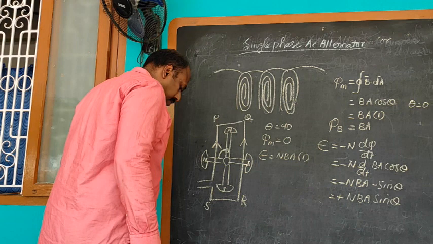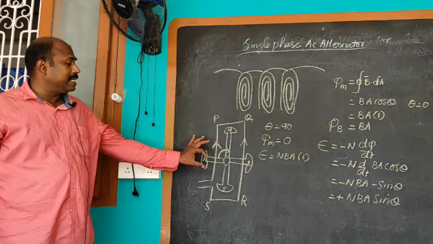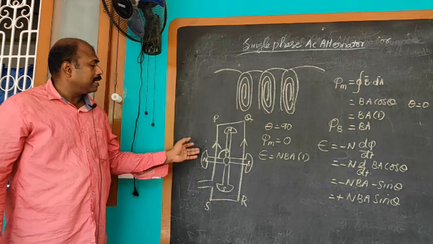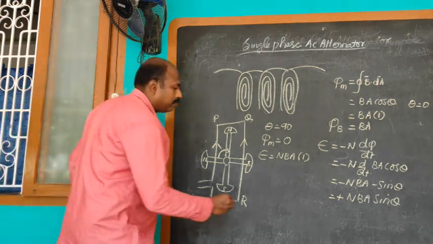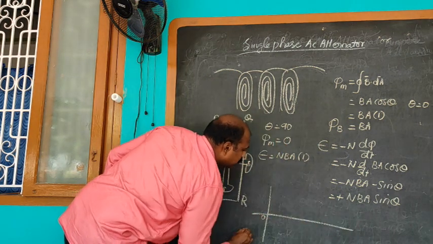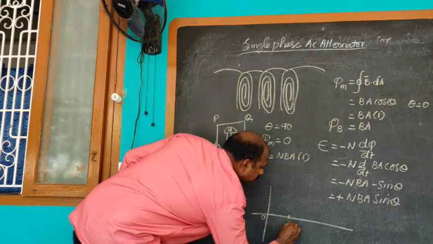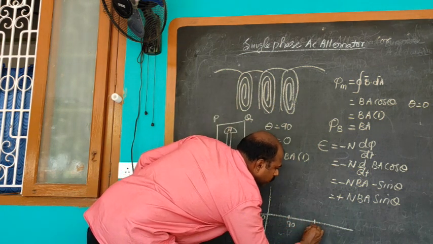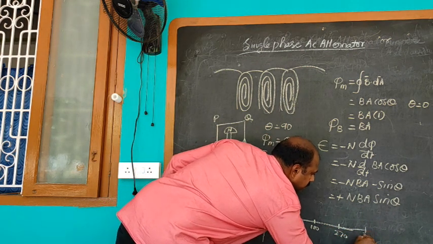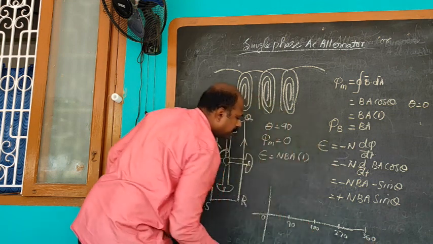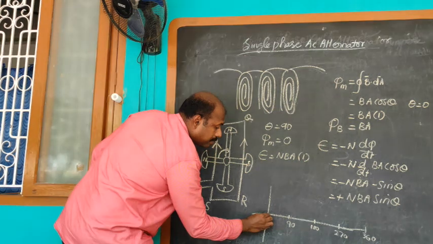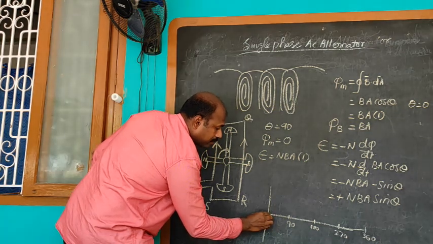That's why we get the alternating voltage. The AC alternator produces alternating voltage for us. In the diagram we can see this is a 0 angle rotation, this is a 90 degree rotation, this is 180 degree rotation, this is 270 degree rotation, and this is 360 degree rotation. As I told, when it was 0, the magnetic flux induced is maximum, but the EMF induced is 0 at 0 angle.